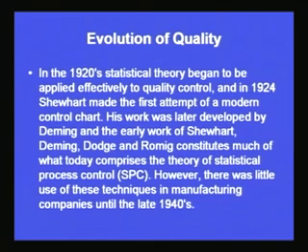His work was later developed by Deming, and the early work of Shewhart, Deming, Dodge and Romig constitutes much of what today comprises the theory of statistical process control. However, there was little use of these techniques in manufacturing companies until the late 1940s. So this tells us that initially the focus of quality control was dedicated towards product quality only.